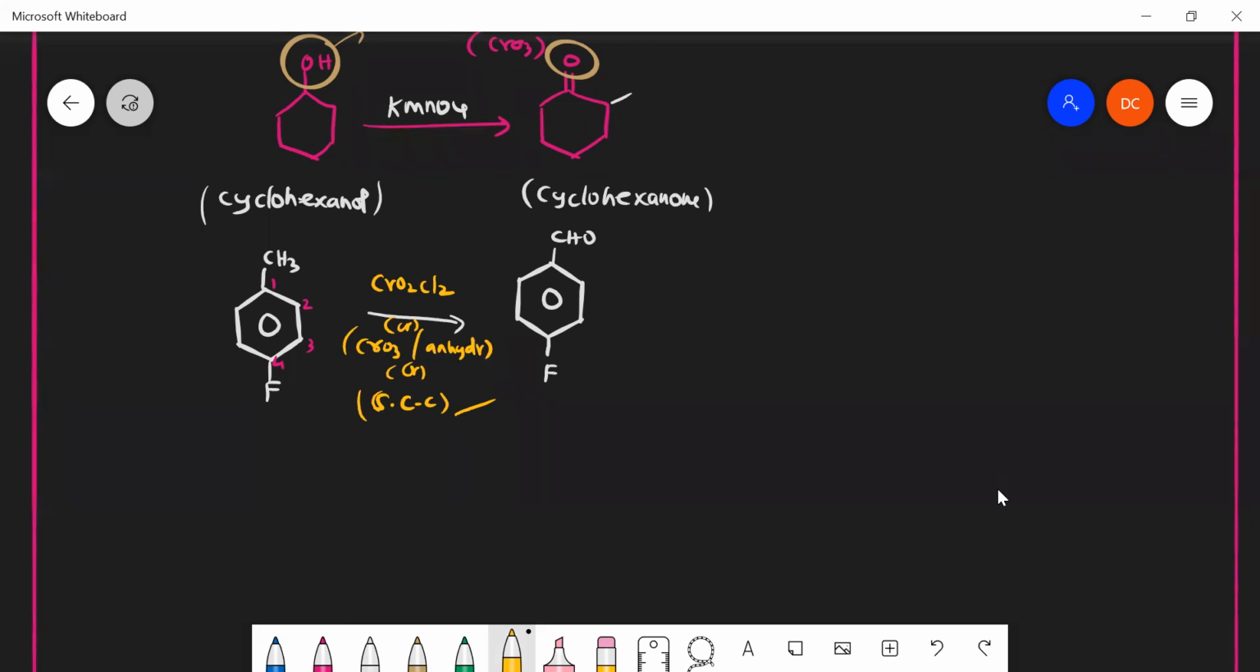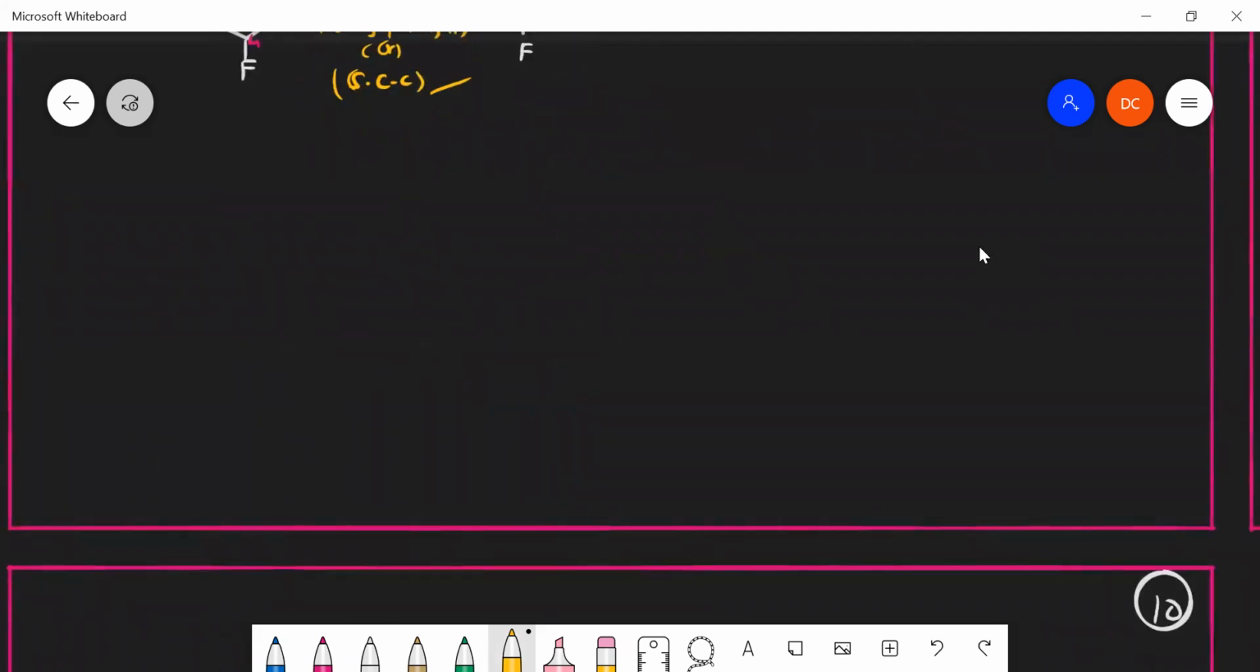Okay, then ethane nitrile to ethanol. How will you make it? Ethane nitrile, CH3 C triple bond N, to ethanal, CH3 C double bond O H. How will you make this?